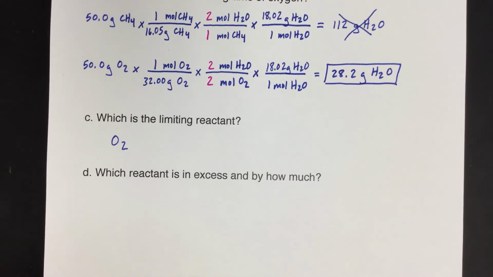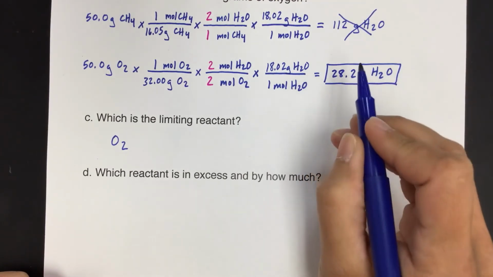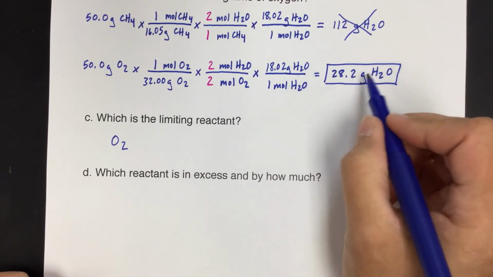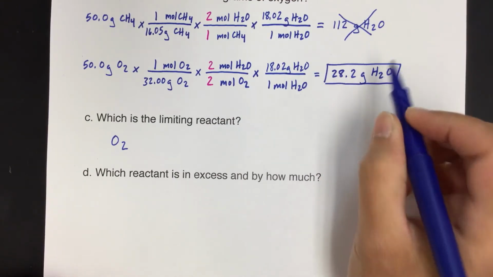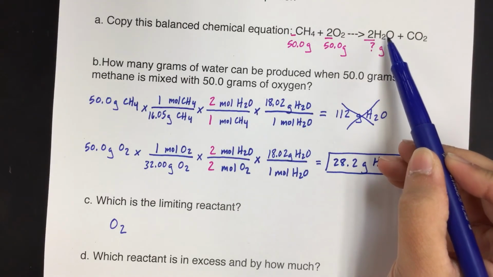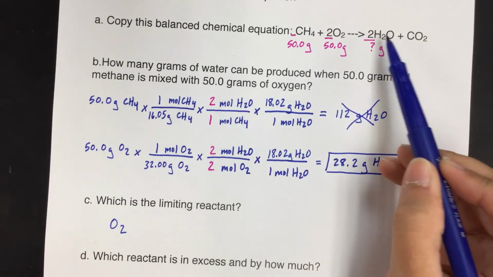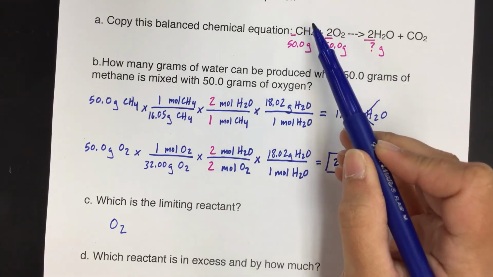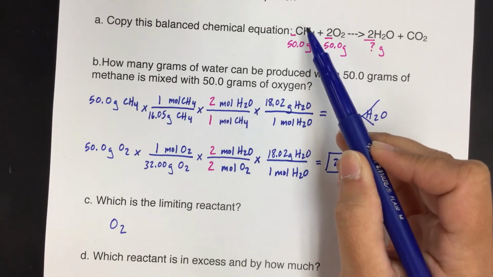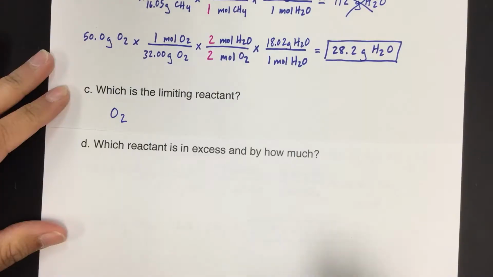And to do this, there's a few different ways you can do this. The way I'm going to show you here and in class is to start with the amount of water that we produced. If we produce 28.2 grams of water, how many grams of methane will that require? Once we do our mass to mass calculation, we'll see how much methane was used to create the 28.2 grams, and we can subtract that from the amount we started with.